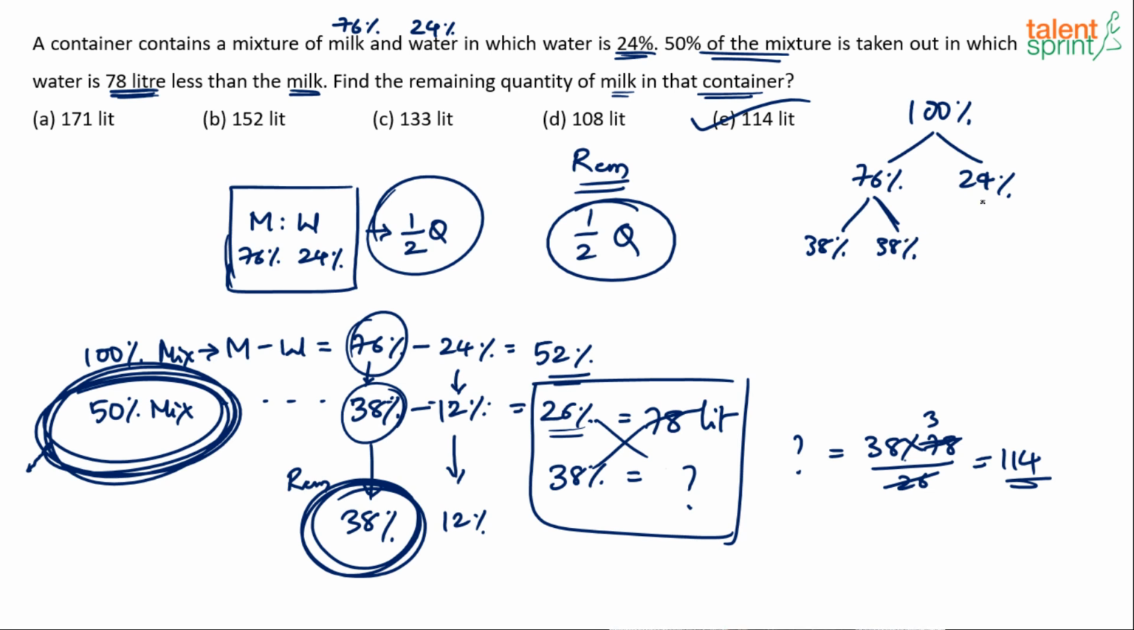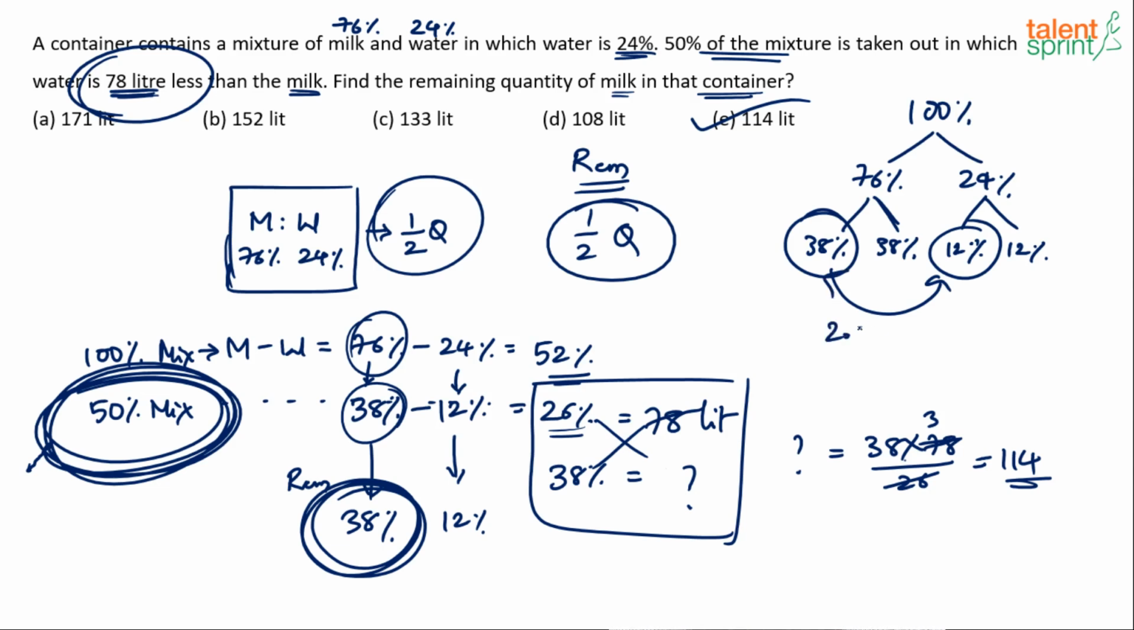Remaining will be 38% milk. Again, the mixture that you removed will have 12% water. Balance water will be 12%. That's it. Now what is given here? The difference is 78 liters. The 78 is the difference of 38 and 12. The difference, which is 26%, is equal to 78 liters.